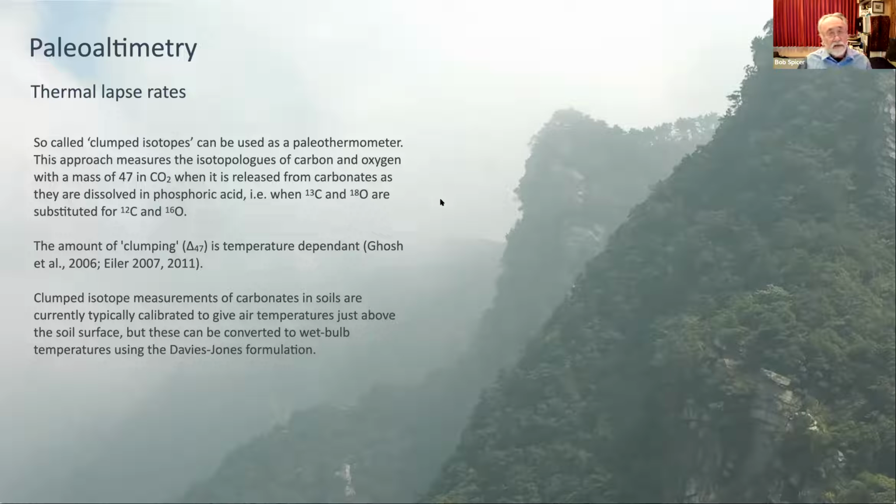Now, we don't have to use leaves. We can use clumped isotopes. Again, I'm not going to go into a lot of detail, but basically the degree to which C12 and oxygen-16 are substituted by C13 and oxygen-18 in a carbonate is temperature related. And the extent of this substitution of the heavier isotopes for the lighter isotopes is known as clumping. The amount of clumping is temperature dependent. So we can look at a carbonate, analyze its isotopic composition, and translate that into a surface temperature. Normally, the carbonates that we use are those that are formed in ancient soils or lakes, etc.